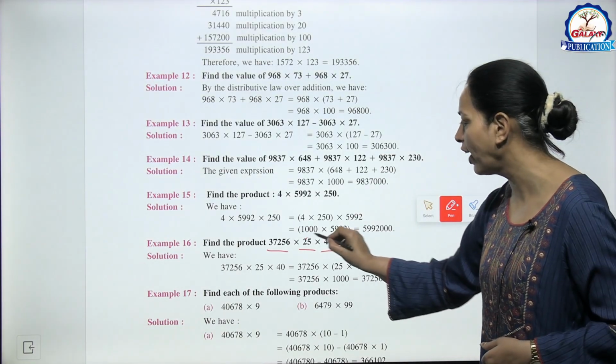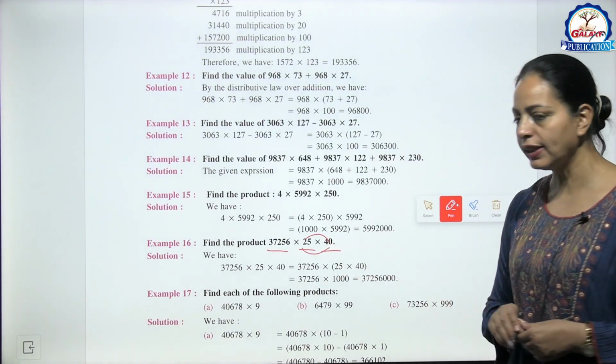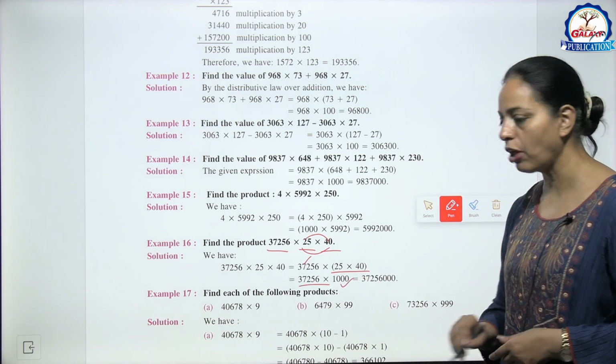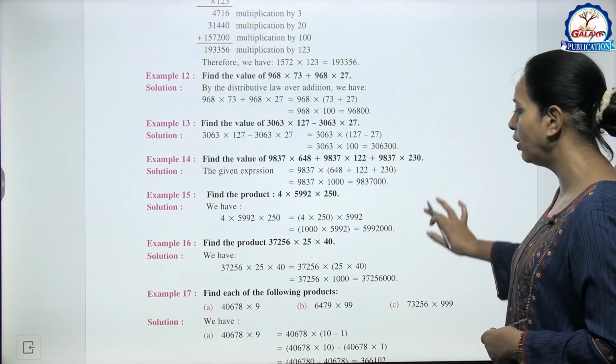Again we know 25 into 40 will come to 1000. So let us combine these two first, and this number as it is. So now multiply by 1000. So this is the answer. Very easy and very interesting.